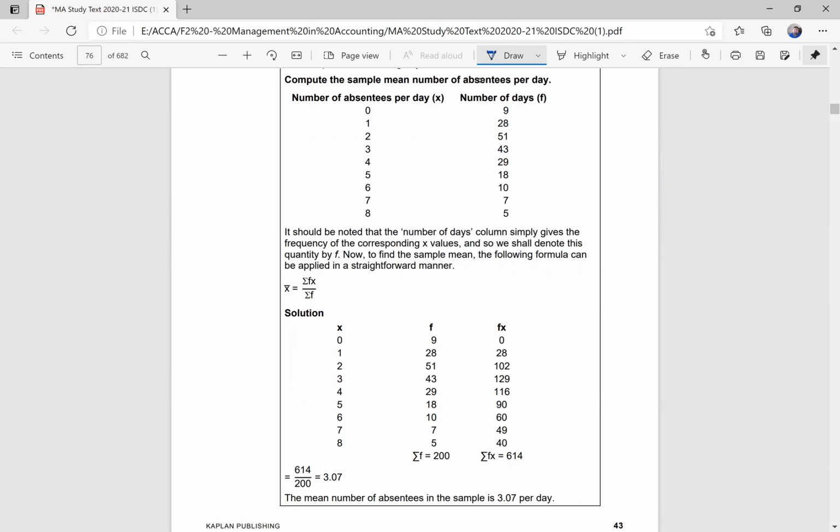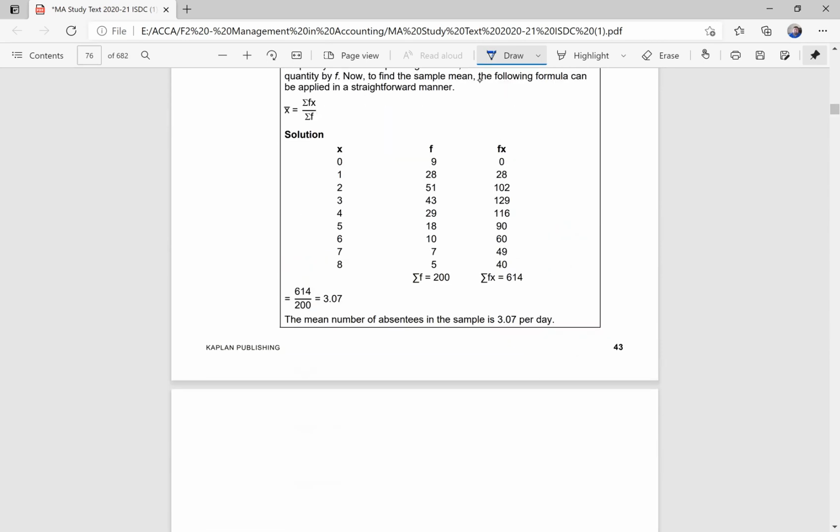Those are in total, the value is going to be 200. 9 plus 28 plus 51 plus 43 plus 29 plus 18 plus 10 plus 7 plus 5. Okay. So you are going to get your mean number of absentees.